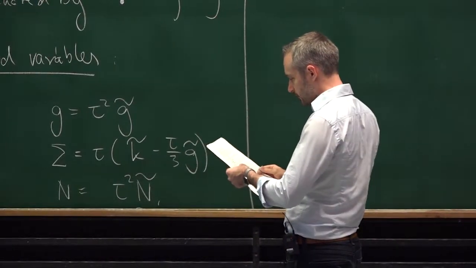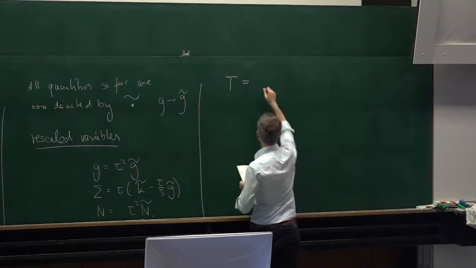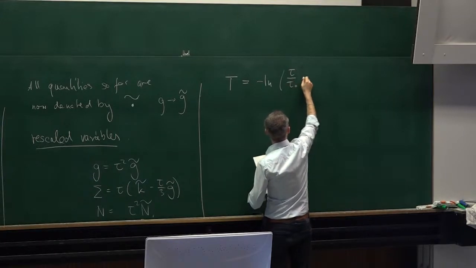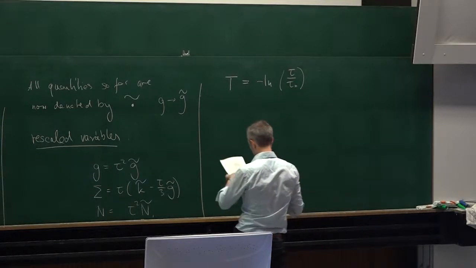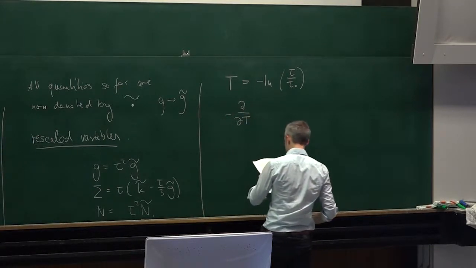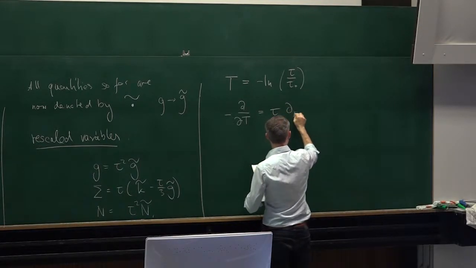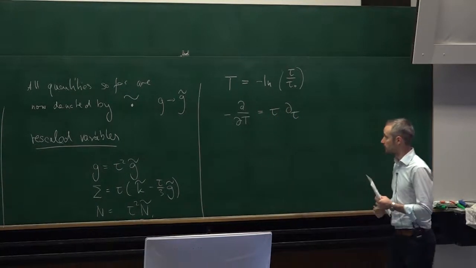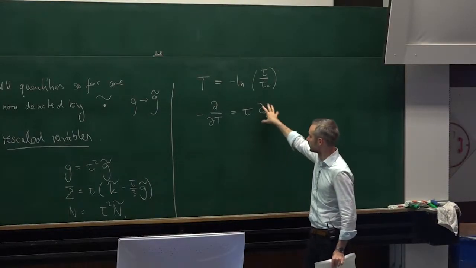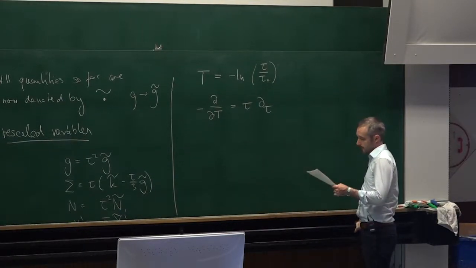And to obtain that, you define a new time, t, by minus ln of tau over tau naught. And in this notation, minus d by dt is tau d tau. And this is precisely what appears in the equations for those quantities. So now you can replace it by a pure derivative. Okay.